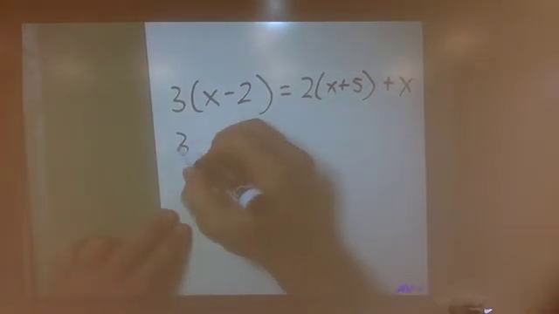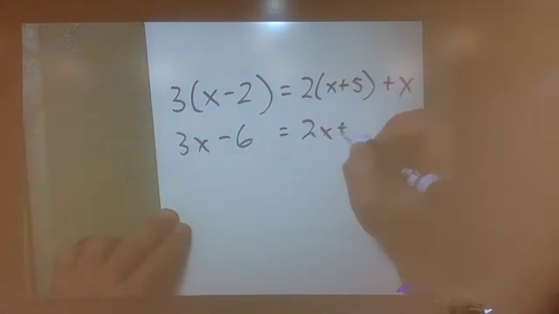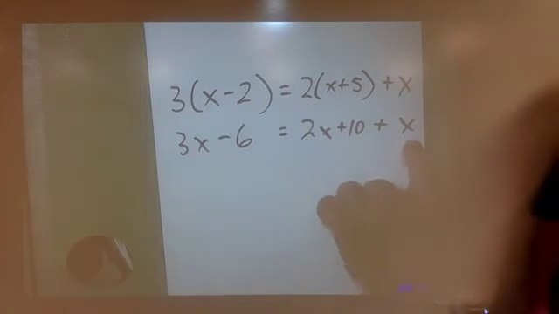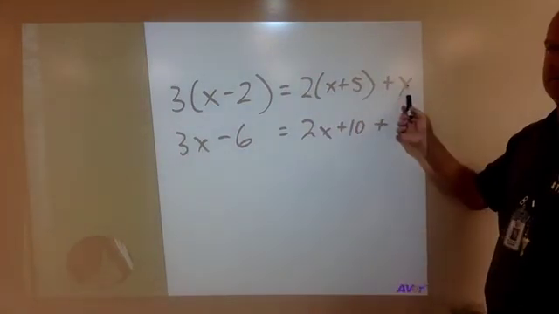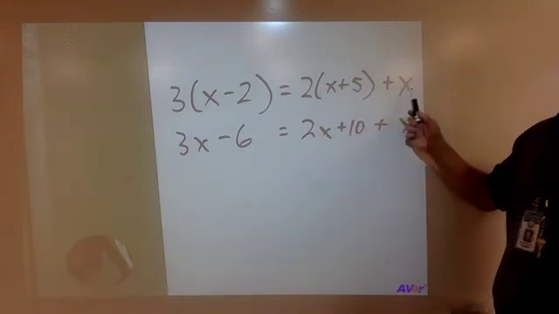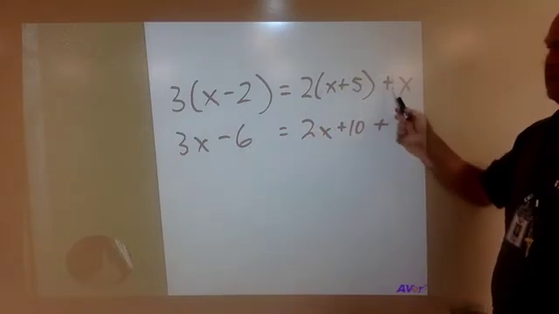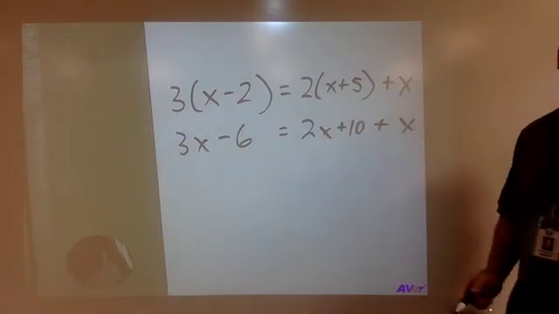So this will be 3x minus 6. This will be 2x plus 10 plus x. Don't turn that into a 2x. That's a mistake I see sometimes. People want to multiply this 2 by all 3 of those. You only multiply the 2 by what's inside the parentheses, not by that x. That's a separate term, separated by a plus sign. That 2 does not go with that x.